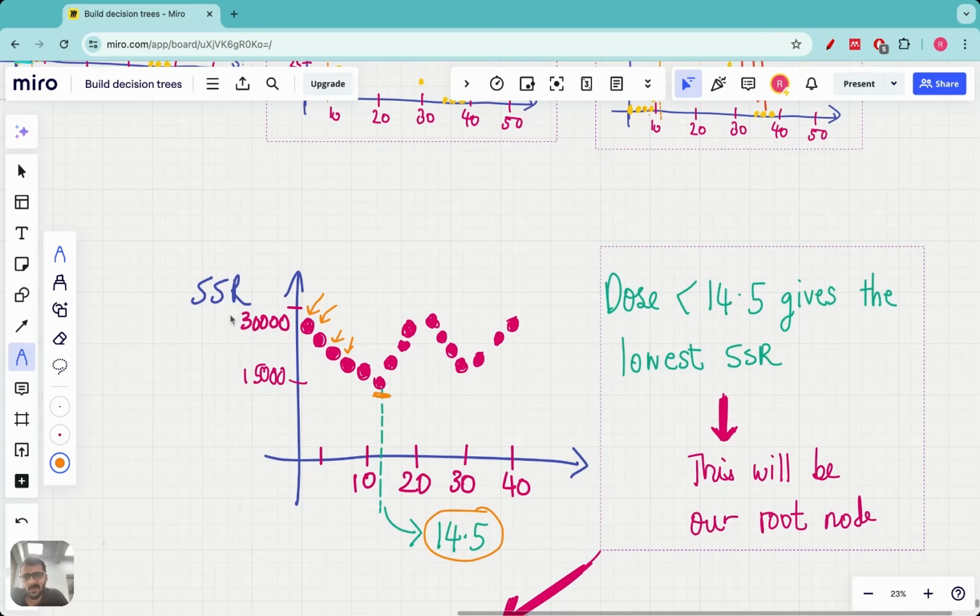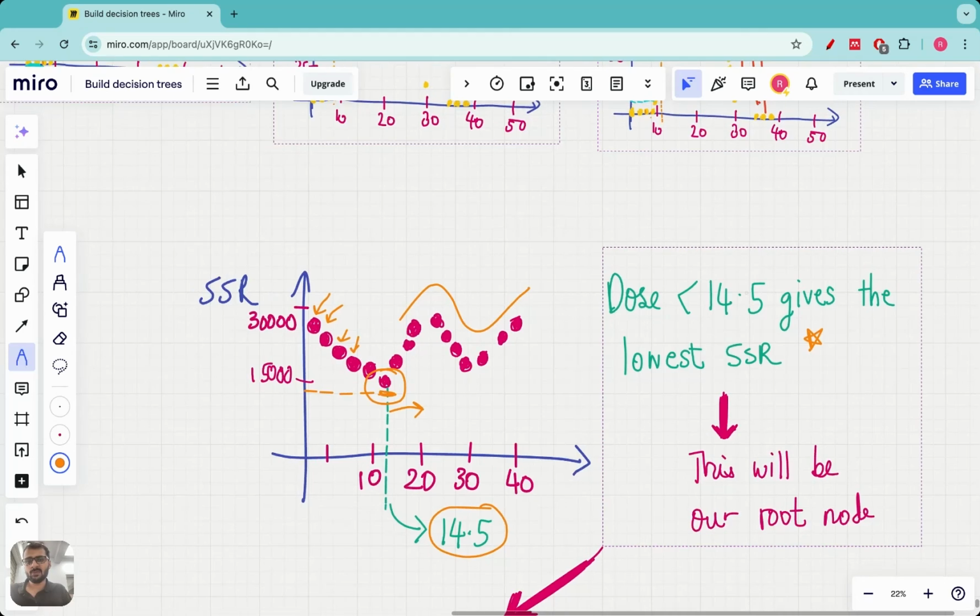And if you look at the SSR value, this is the lowest SSR value, which is actually just less than 15,000. And if you go beyond 14.5 on this side, you will see that the SSR values are higher and they kind of show an oscillation like this. But it doesn't matter now, because the only thing which we need from this plot is the point which shows the lowest SSR values. And that is clear. That is for a dosage value of 14.5. So dose less than 14.5 gives us the lowest SSR, or the sum of squared residuals. And that's why we choose this to be our root node. That's the real reason why dose less than 14.5 is chosen as the root node.